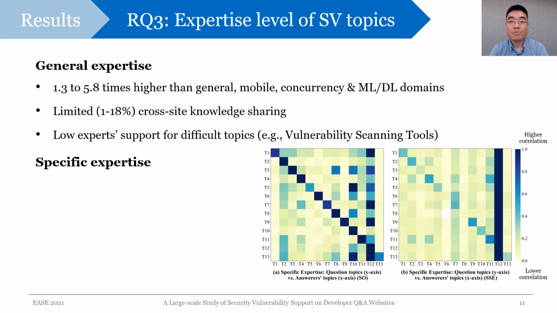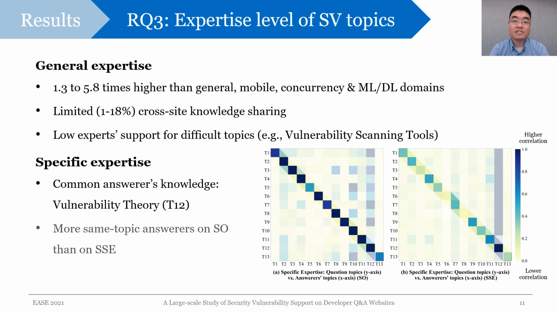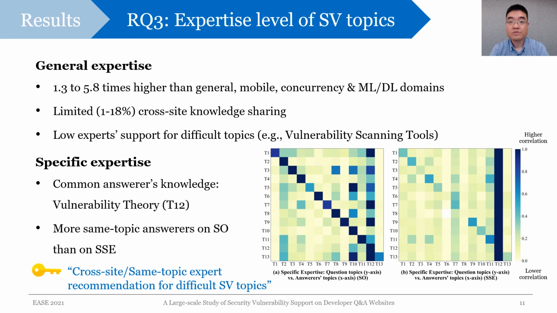Vulnerability theory is the most common vulnerability knowledge possessed by the answerers on the two sides. This is probably because many users know the basics of vulnerabilities, such as their definitions and differences. Furthermore, it's more likely to get same topic answerers who are more familiar with the topic of your questions on Stack Overflow as compared to Security Stack Exchange, as shown with the darker diagonal on the left heat map, which suggests that future work should develop tools to find experts from multiple sites and preferably within the same topic of the questions to provide more timely and relevant answers.